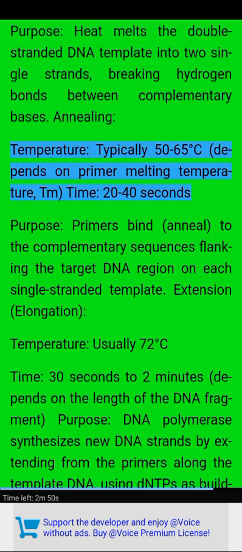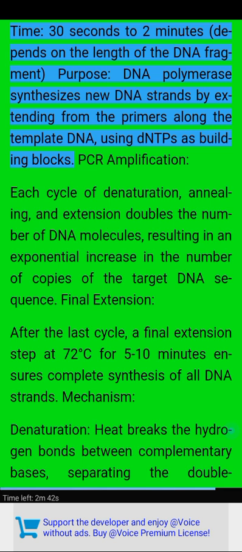Annealing. Temperature, typically 50-65 degrees Celsius, depends on primer melting temperature, Tm. Time, 20 to 40 seconds. Purpose, primers bind, or anneal, to the complementary sequences flanking the target DNA region on each single-stranded template. Extension, elongation. Temperature, usually 72 degrees Celsius. Time, 30 seconds to 2 minutes, depends on the length of the DNA fragment. Purpose, DNA polymerase synthesizes new DNA strands by extending from the primers along the template DNA, using dNTPs as building blocks.